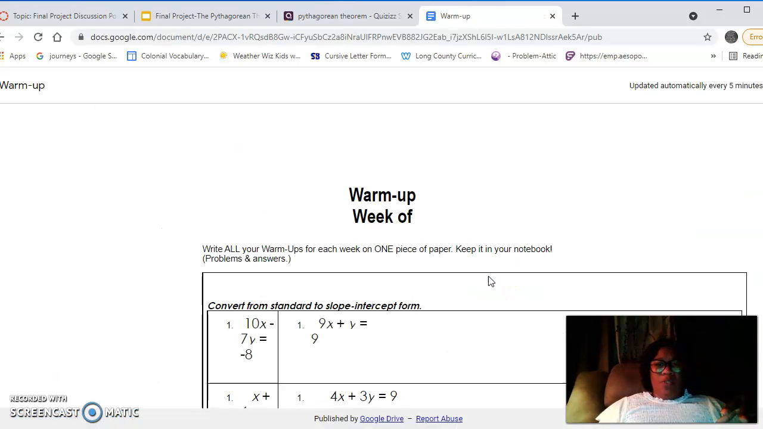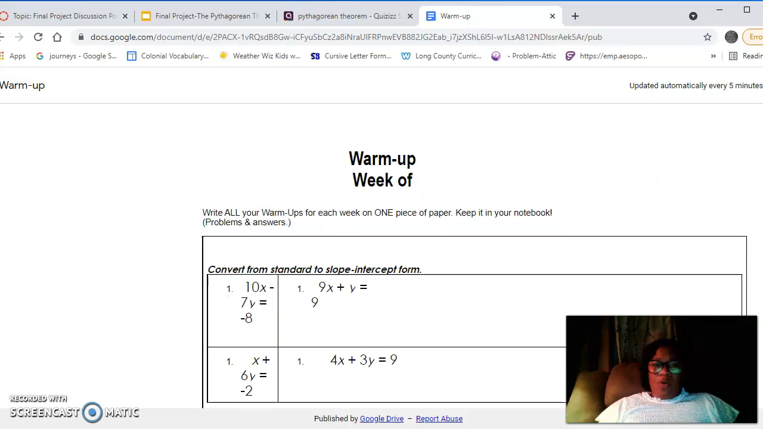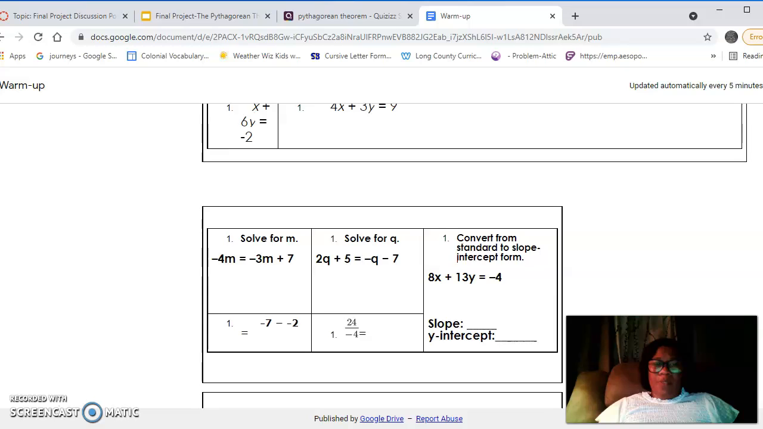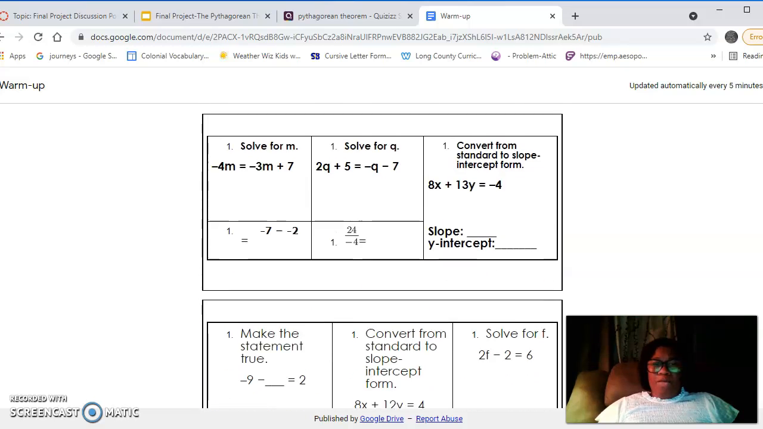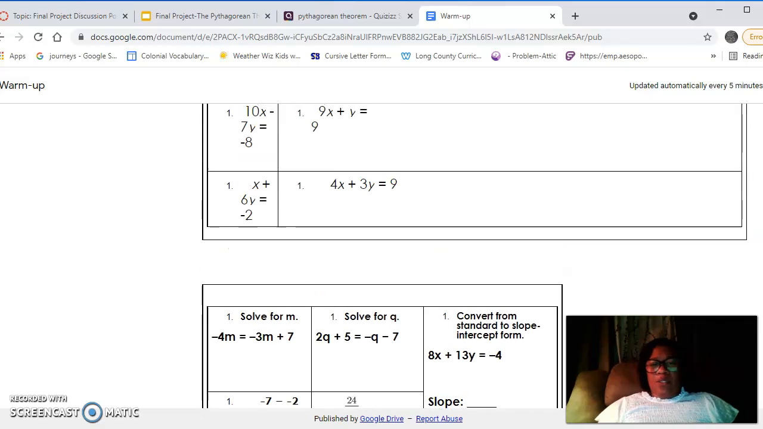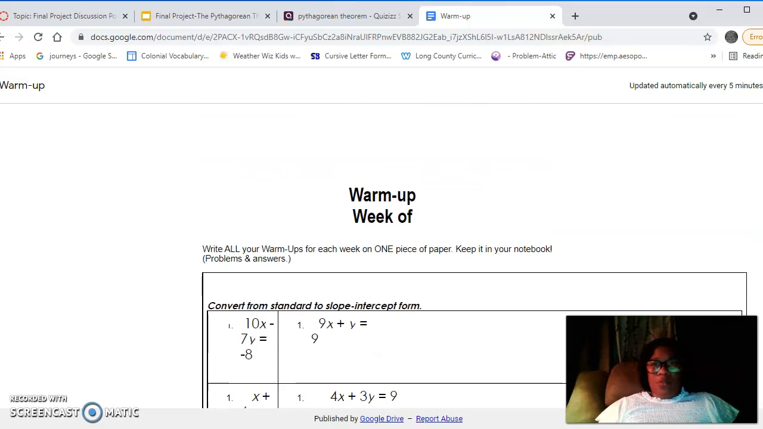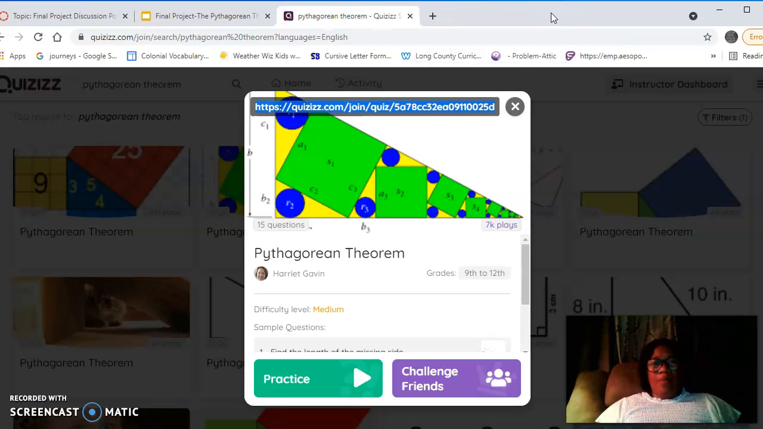Just to show you what it looks like. This is a warm-up, and they do like 2 problems each day. And it's like a good refresher. Usually I give them about 10 minutes with that.